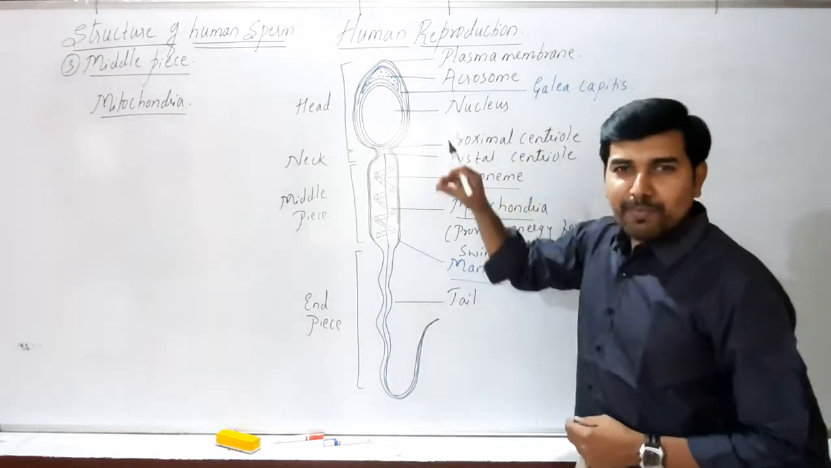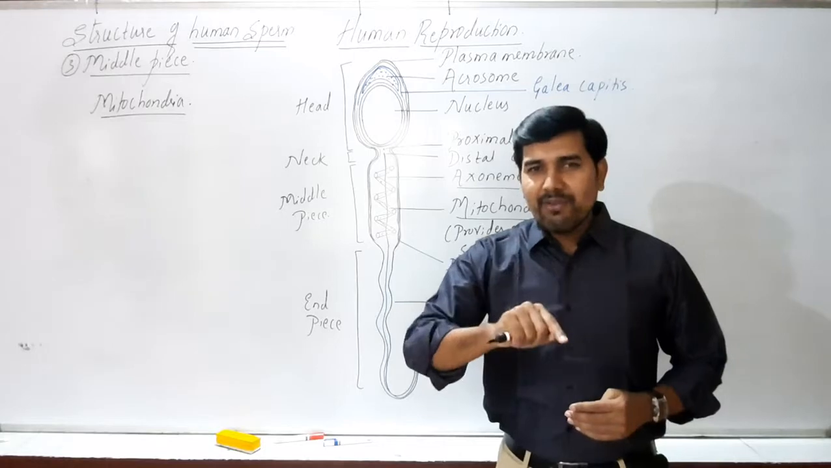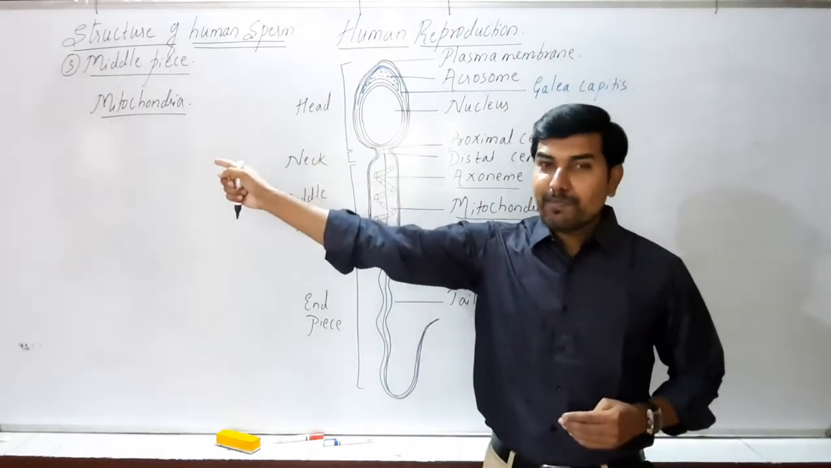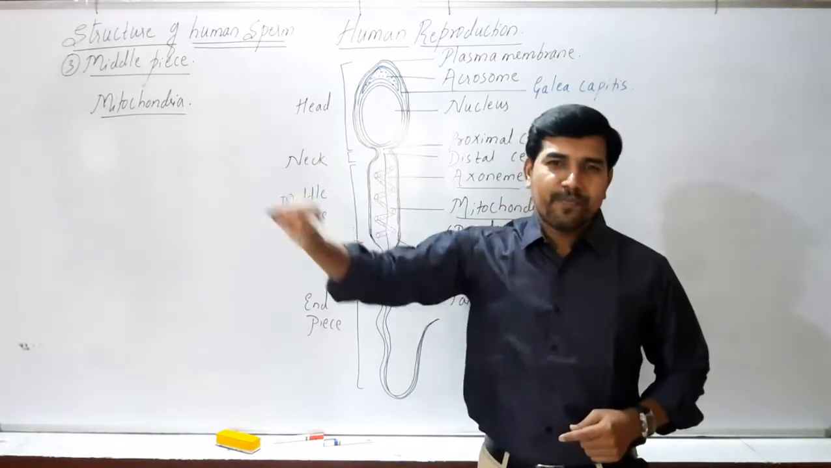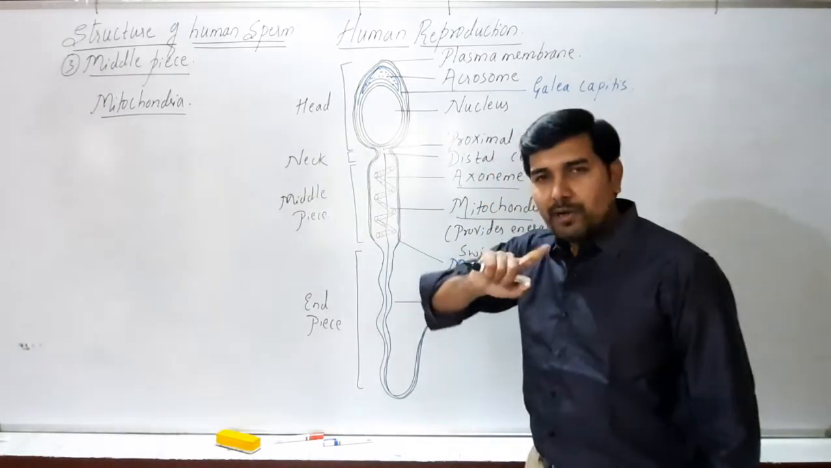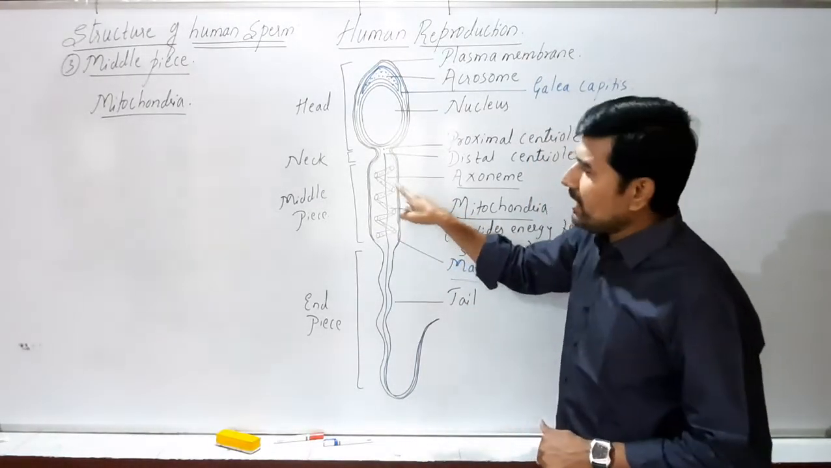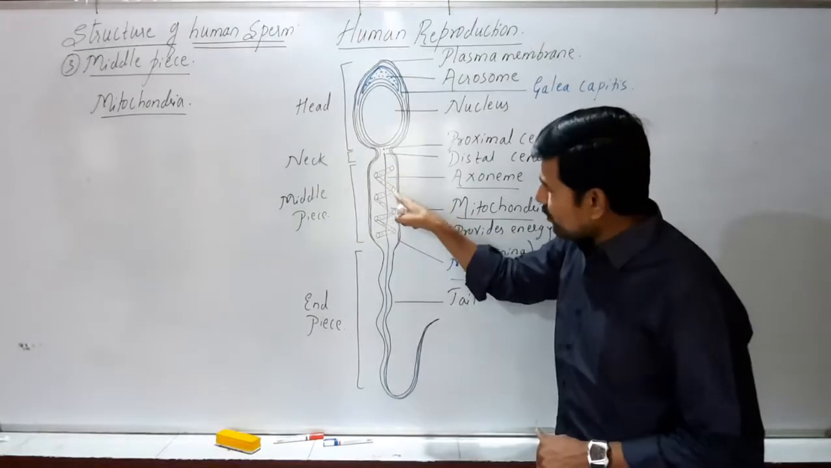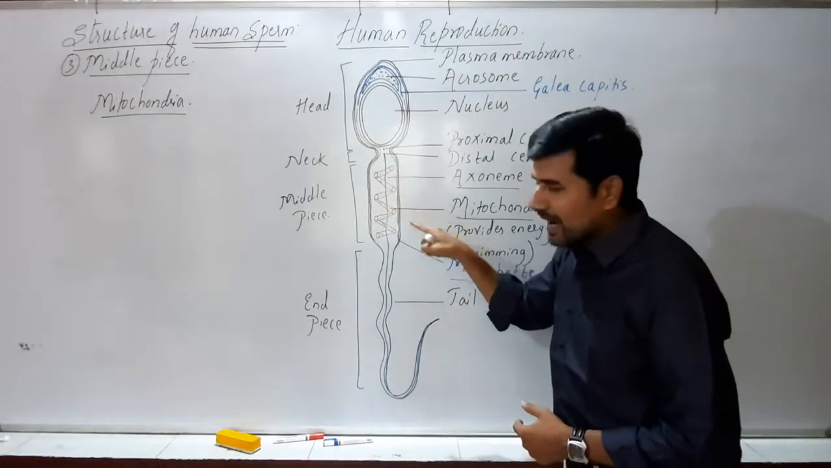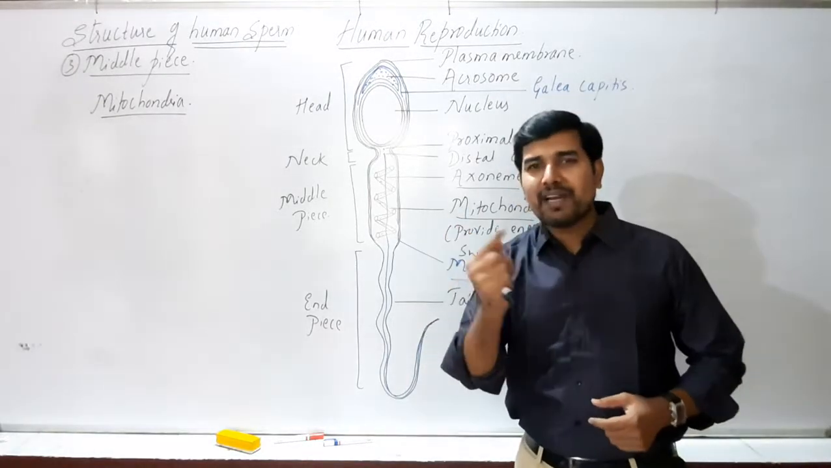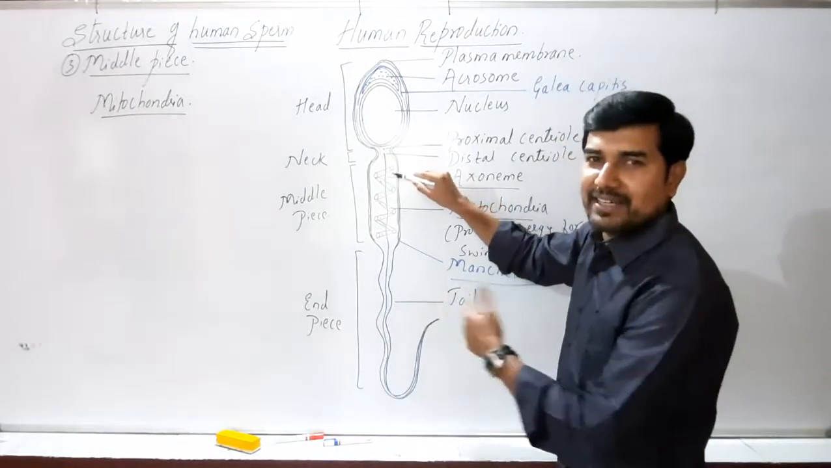Because when the sperms are released into the female reproductive system in the vagina, they have to travel from the vagina to the fallopian tube for the process of fertilization. And remember, fertilization occurs in the fallopian tube of the female reproductive system. To swim, it should get the energy, and that energy is provided by mitochondria. These mitochondria are arranged in a spiral or spring-like manner, or like a double helix, and provide energy.